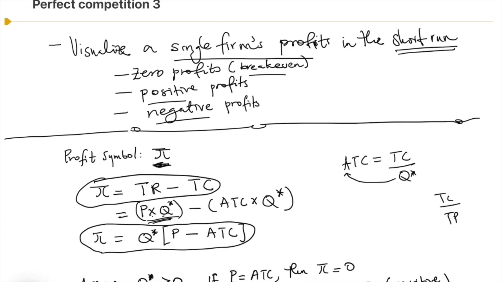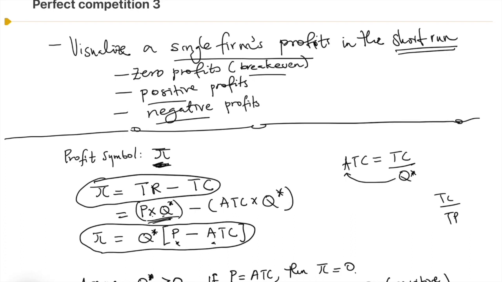Now, as we go through the graphs that I have prepared for today's lesson, we want to assume that Q star is bigger than 0. That way, we are only focused on P and ATC, or average total cost. Now, if price is equal to average total cost, the entire profit will be 0.